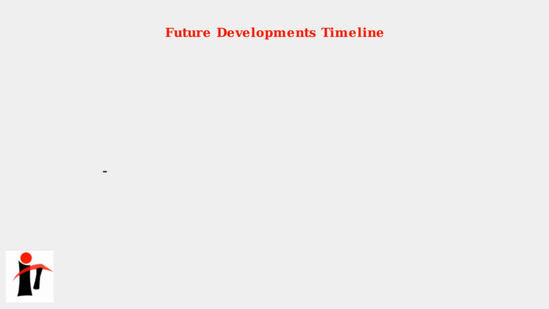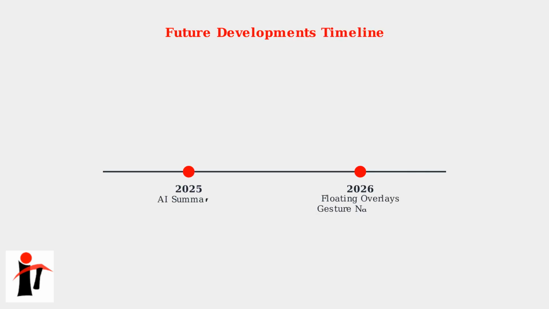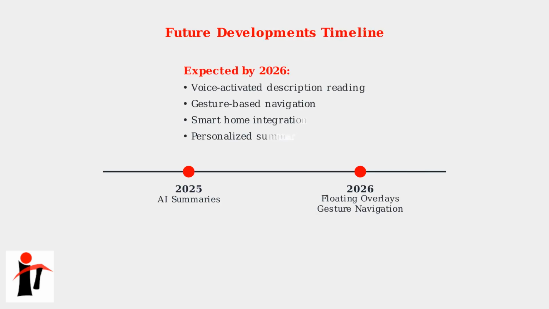Looking toward the future, we can expect significant developments by 2026. These include floating description overlays during video playback, gesture-based navigation for premium smart TVs, and integration with smart home ecosystems for enhanced accessibility.